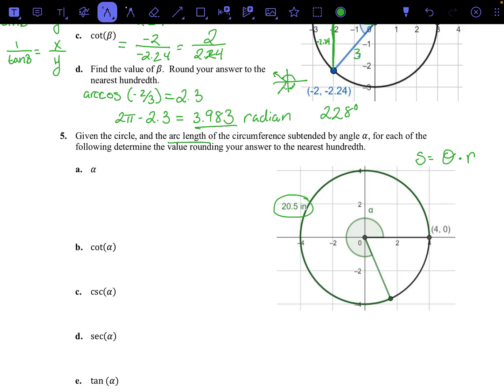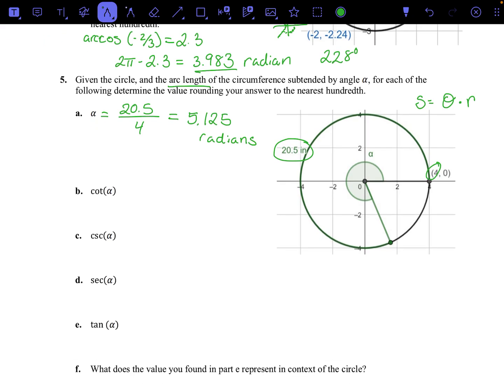So if I'm looking for the angle measure, I can simply take the arc length and divide it by the radius length, which in this case is 4. And so that angle is exactly 5.125 radians. And I'm going to leave my angle measure in radians. Now, since I'm not actually asked to find exact values here, this is just a matter of putting these into my graphing calculator and coming out with values.